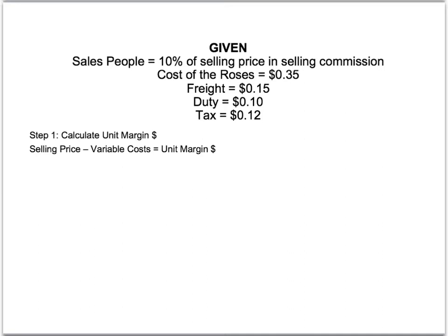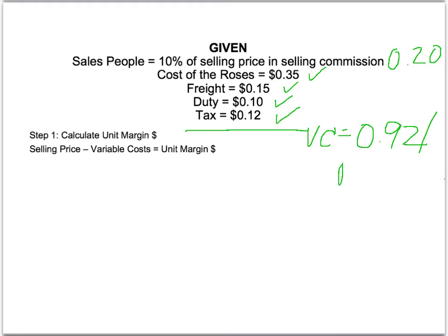So here's just a recap of our variable costs. We know that our salespeople were 10% of our selling price in sales commission, which we decided was 20 cents. The cost of the roses we decided was 35 cents. Freight was 15 cents, duty was 10, and tax was 12. So when you add all of that up together, our total variable costs are equal to 92 cents per rose.